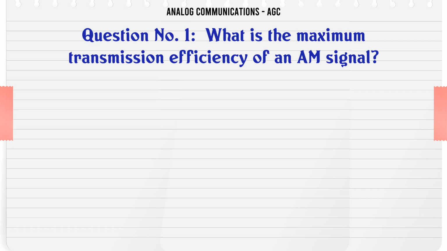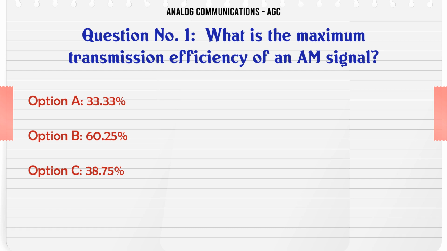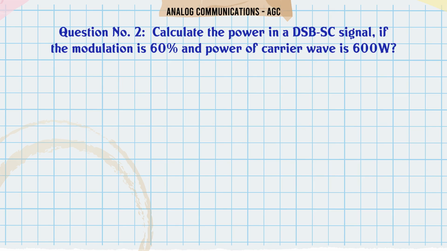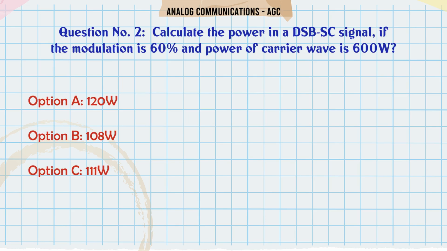What is the maximum transmission efficiency of an AM signal? A. 33.33, B. 60.25, C. 38.75, D. 50.25. The correct answer is 33.33.